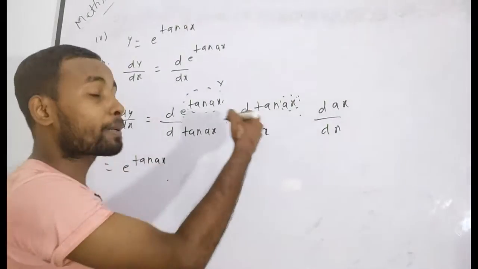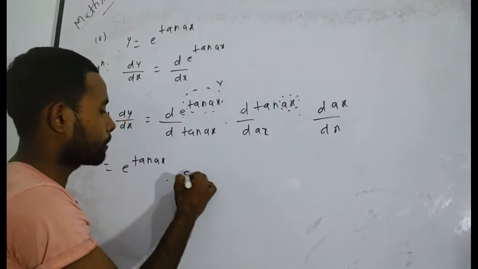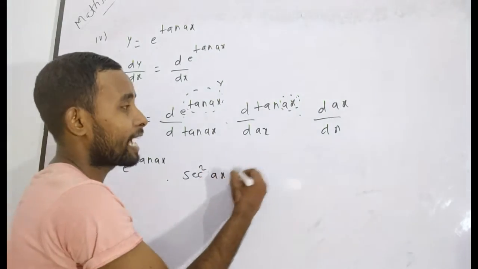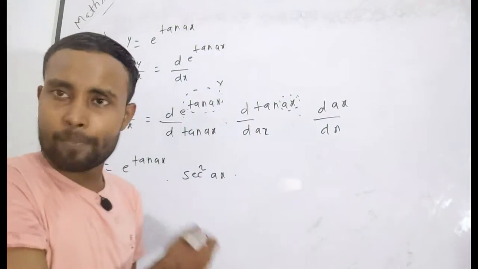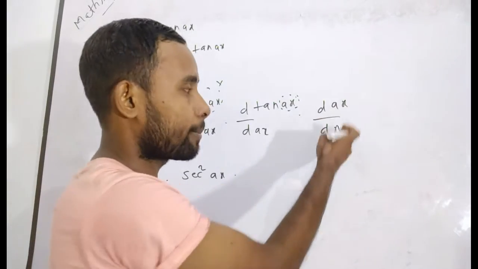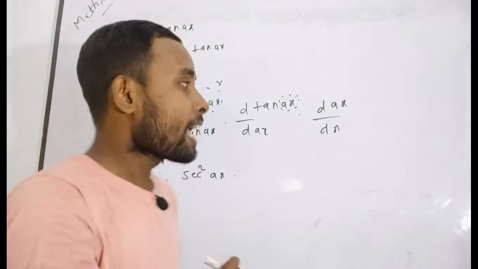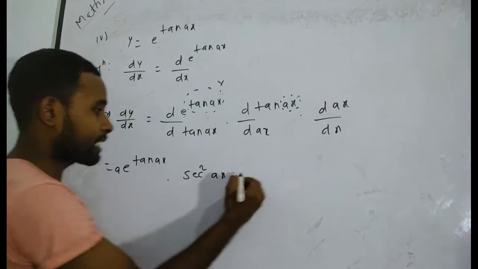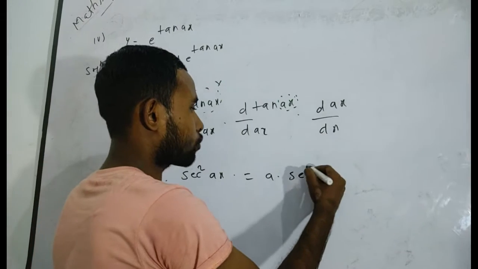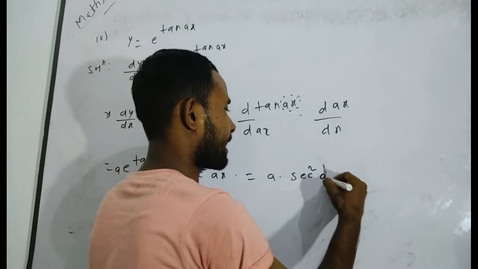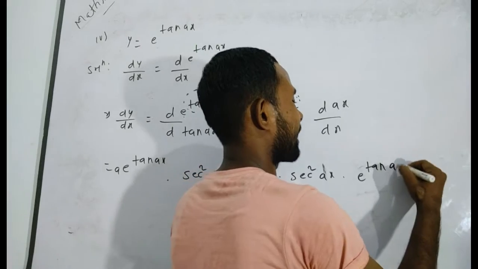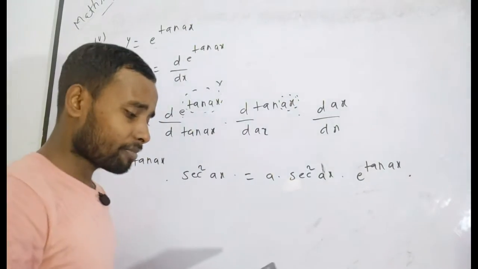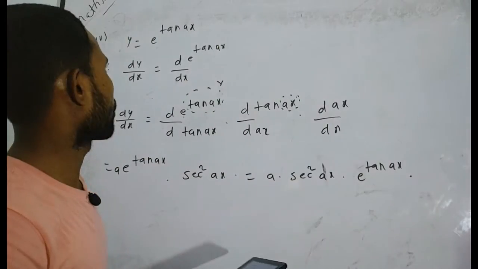Into the derivative of tan ax with respect to ax, which will always be sec square ax, and the derivative of ax with respect to x: a is constant, so you can take a common out of this derivative, and the derivative of x with respect to x will be 1. That's why I want to write here a times sec square ax into e to the power tan ax. I have done nothing, only written it in the simplest form.